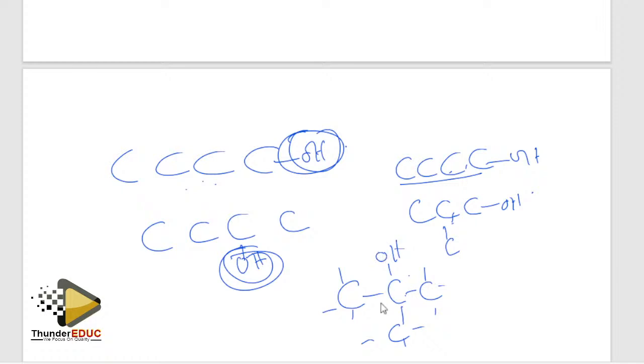So this, if I compare this with this, it's 1, 2. You see? So this and this, they are non-positional isomers, because the functional group is on carbon atom number 2. Even if I count from this side, 1, 2, you understand? So it's still on carbon atom number 2. So this and this is positional isomer.